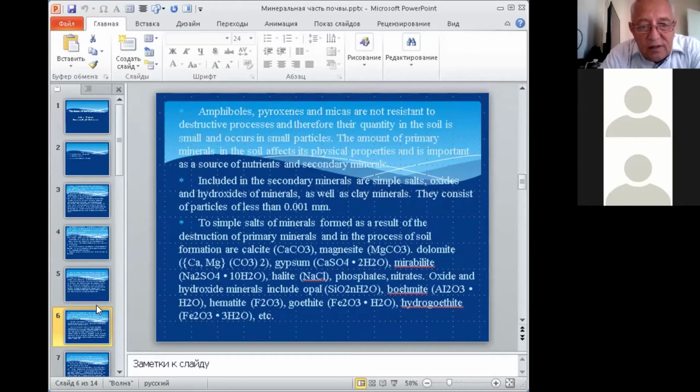The simple salts of minerals formed as a result of the destruction of primary minerals and in the process of soil formation are calcite, magnesite, dolomite, gypsum, mirabilite, halite, phosphorus, nitrates. Oxide and hydroxide minerals include opal, boehmite, hematite, rhodonite, hydrogoethite, etc.